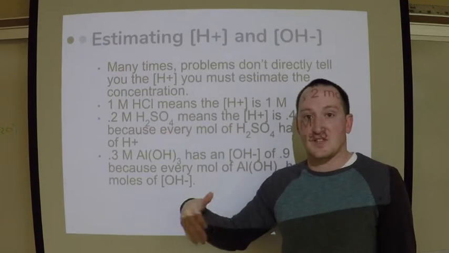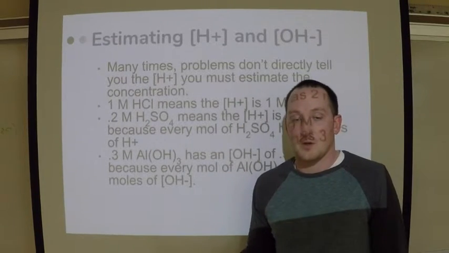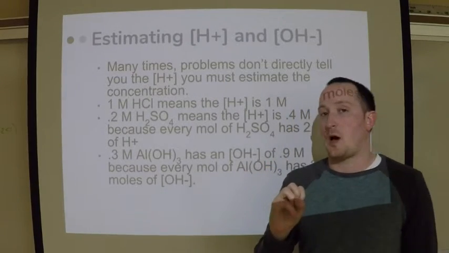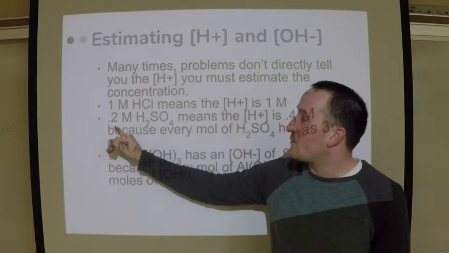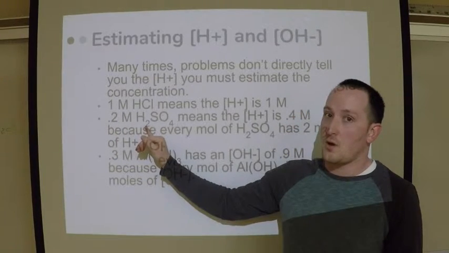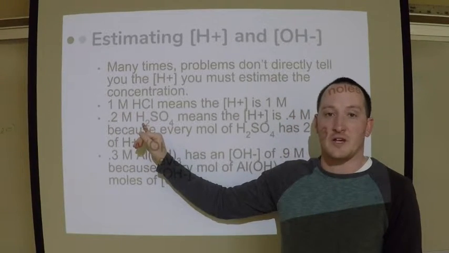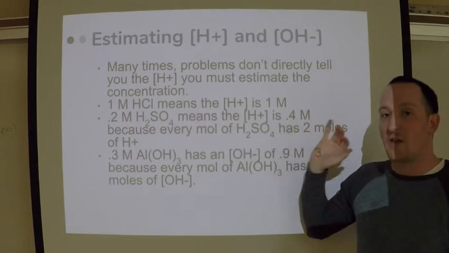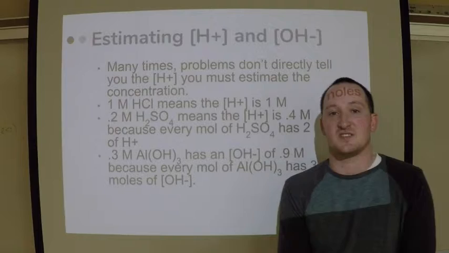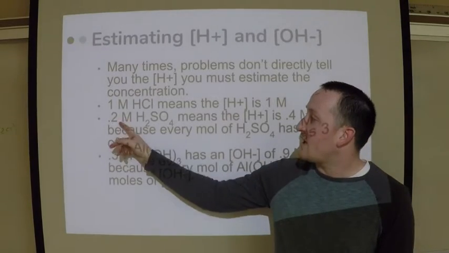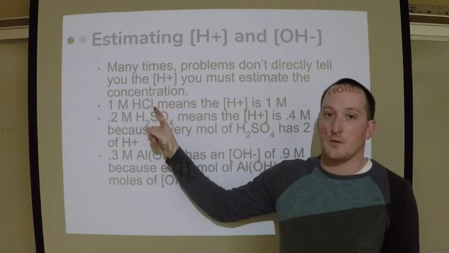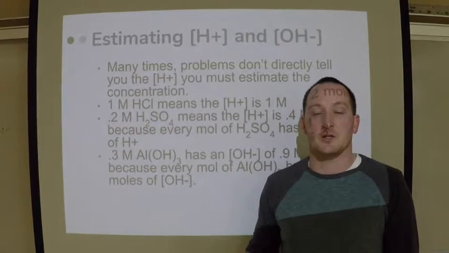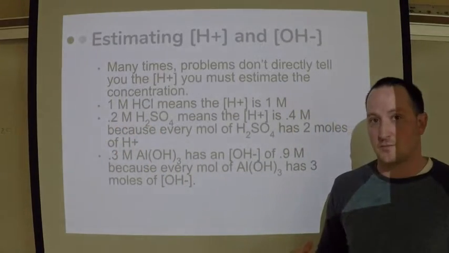Now let's look at something else. In the previous slide, we talked about H2SO4. Sulfuric acid has 2 hydrogens that can pop off, which means if I had 0.2 molar H2SO4, I don't have 0.2 molar H+. I actually have 0.4 molar H+. To put this as simply as possible, I take the molarity of my compound and multiply it by the subscript of my hydrogen to get my H+ concentration.